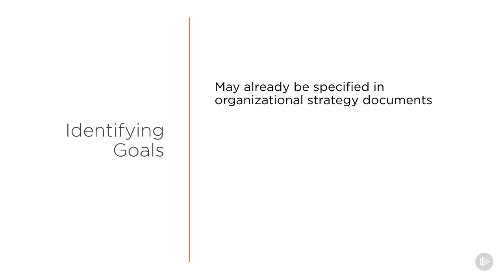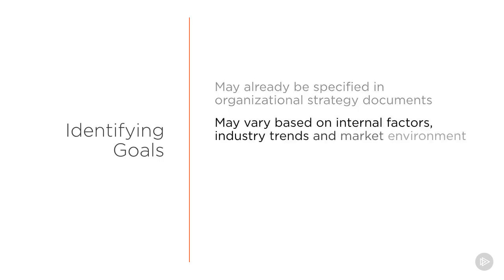in organizational strategy documents. Chief among them would be the organization's mission and vision statements, which are goals writ large, a long-term look at how the entire organization is supposed to conduct itself and what its reason for being might be. These goals can vary based on internal factors, industry trends, and the market environment.